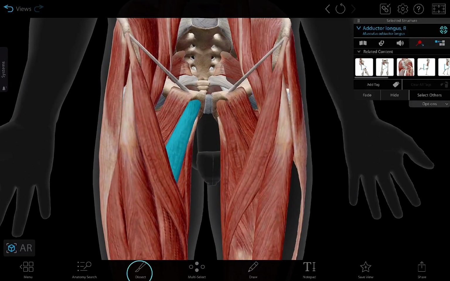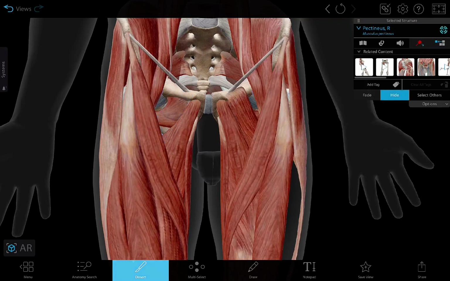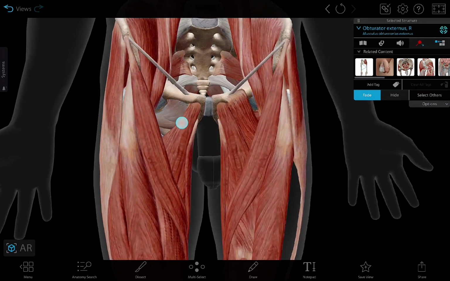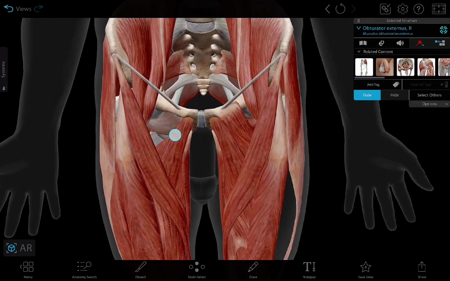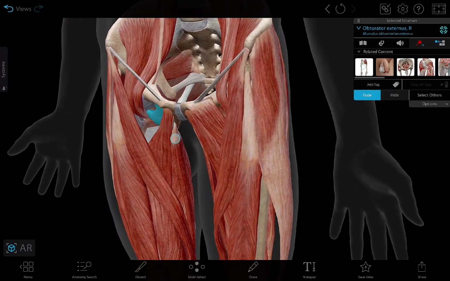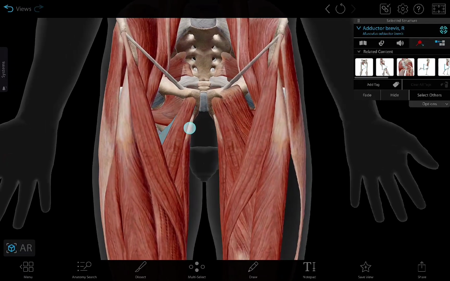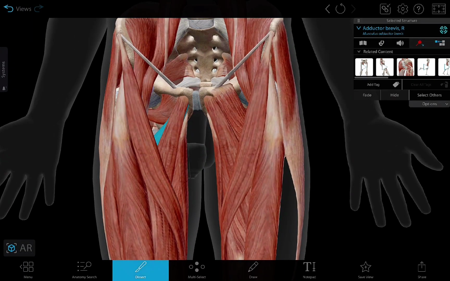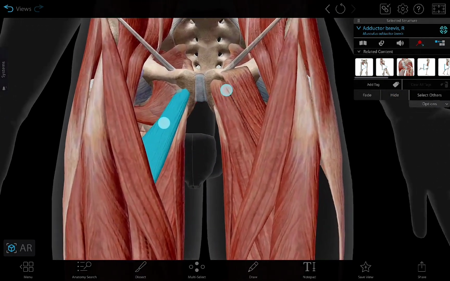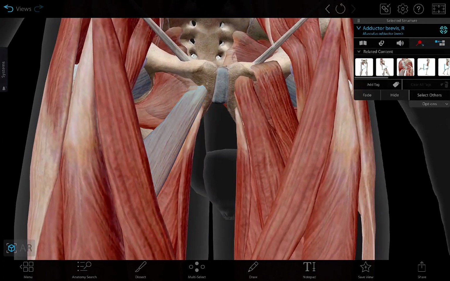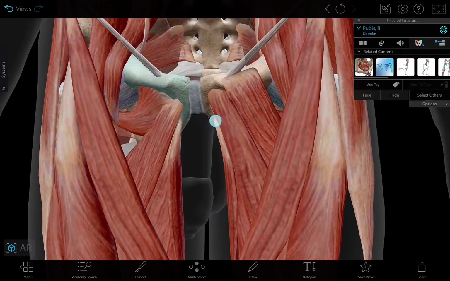Now we will dissect this pectineus muscle again. You can see this is the pectineus muscle. Now we are going to go under that. Let's see. Look, we now get the obturator externus. This is one of the hip muscles. Now we see this is adductor longus, and this is the adductor brevis. For you guys to see adductor brevis, we have to dissect adductor longus again. Look, where is it originating from? It is originating from the pubis.